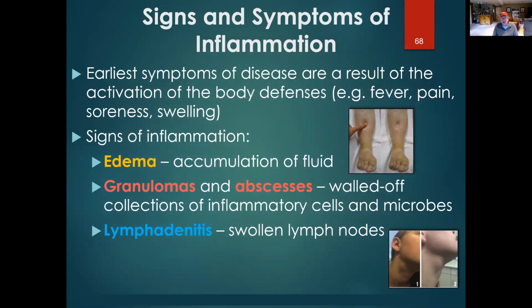Lymphadenitis. We've all noticed sometimes we have swollen lymph nodes under our neck, perhaps, or in the axillary region, indicating the immune system is fighting off some pathogen. So this is all stuff you should have learned about in A&P 1.